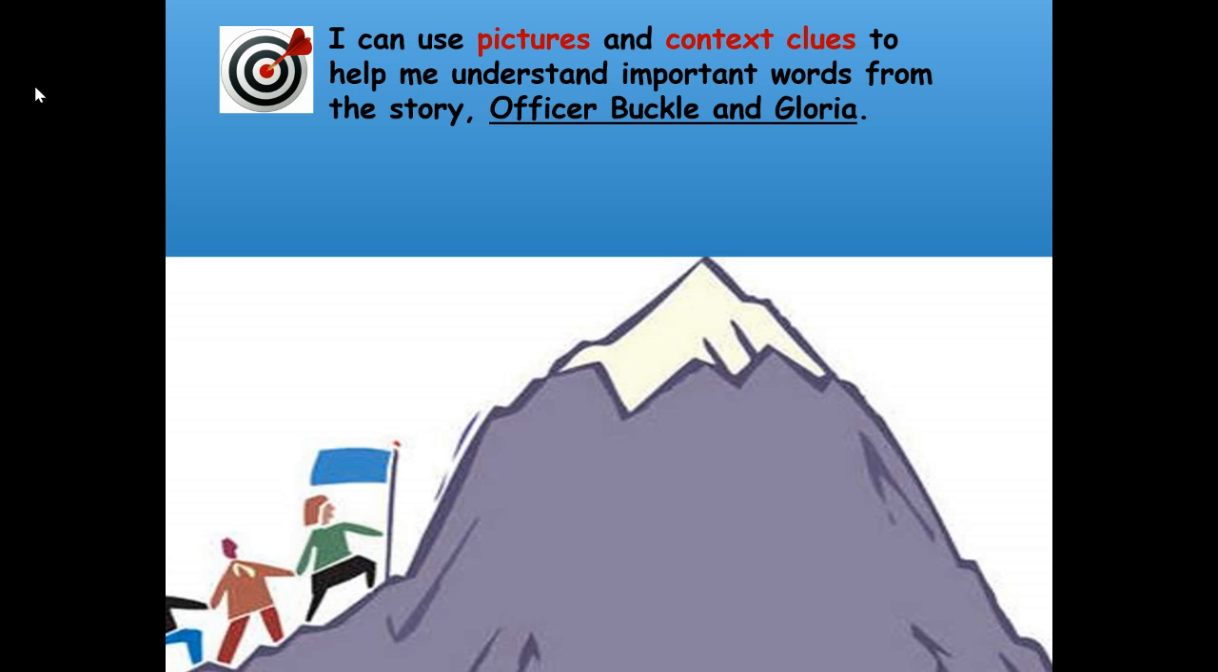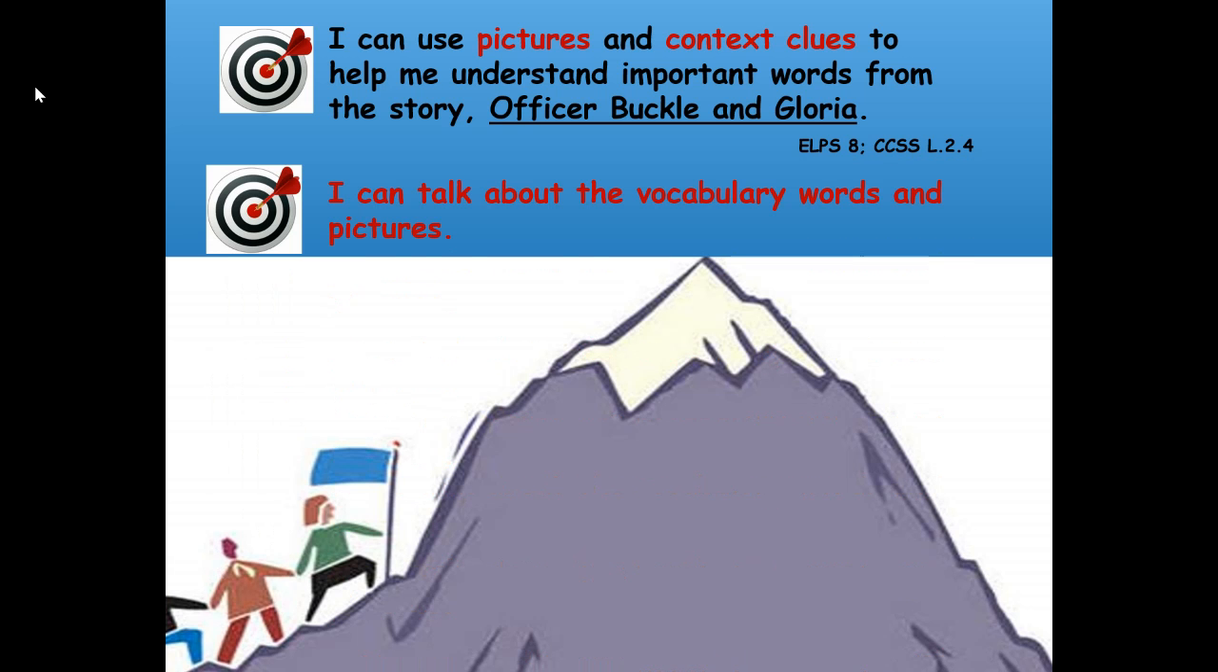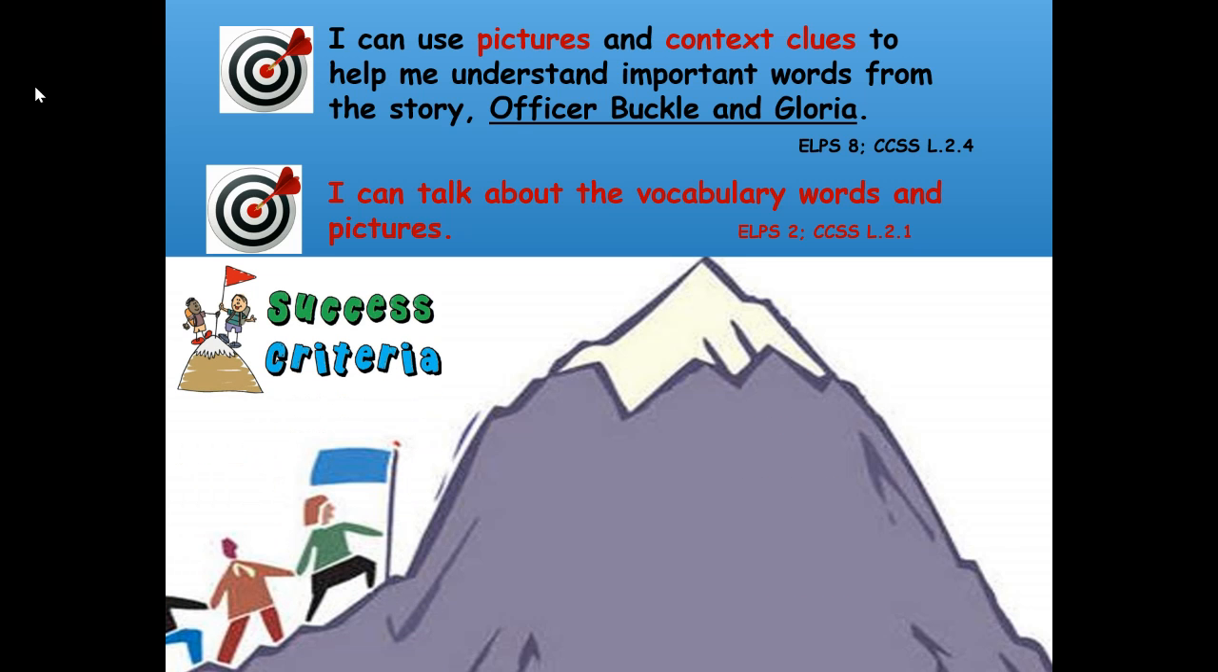So here are our learning targets. I can use pictures and context clues to help me understand important words from the story, Officer Buckle and Gloria. Here's our other learning target. I can talk about the vocabulary words and pictures. Success criteria. That means how will you know you're successful at using pictures and context clues to understand the important words from the story? And how will you know you're successful at talking about the vocabulary words and pictures?